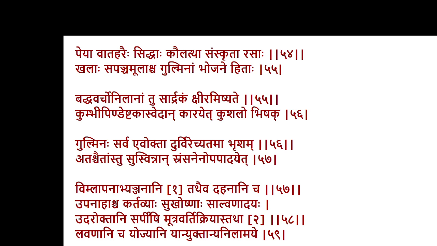Khala is a sort of preparation which is something like khichdi, where different substances are added together and this preparation is done. Baddhavarcho Anilanam cha Sardrakam Kshiram Shide Kumbhi Pinda Istakas Svedan Karayet Kushalo Bhishaka Shunki Kshirapaka, and local fermentation with either a vessel or a brick, and so on. Local fermentation is suggested. Gulminaha Sarvayoktaha Dupidi Chitamaha Prisham Atashchetam to Susvinam Samsanen Upavadeta.